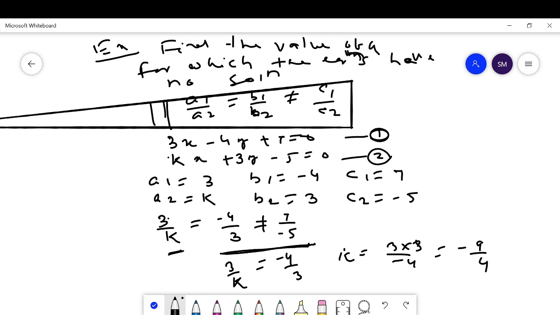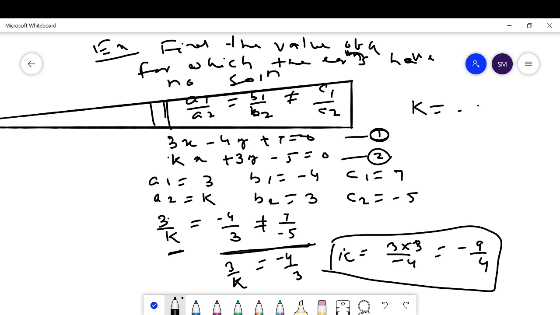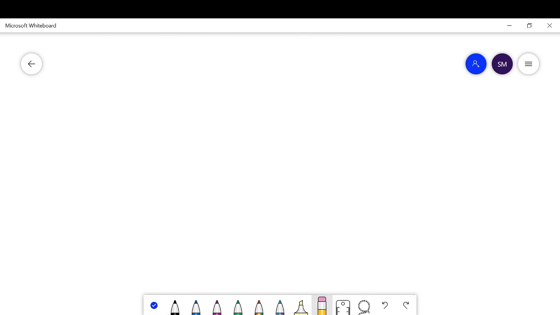The value of k equal to 9 by 3, for the value of k is minus 9 upon 4. Minus 9 upon 4, we cannot get any solutions. Means no solutions for these two given equations. Okay, then let us solve another example.